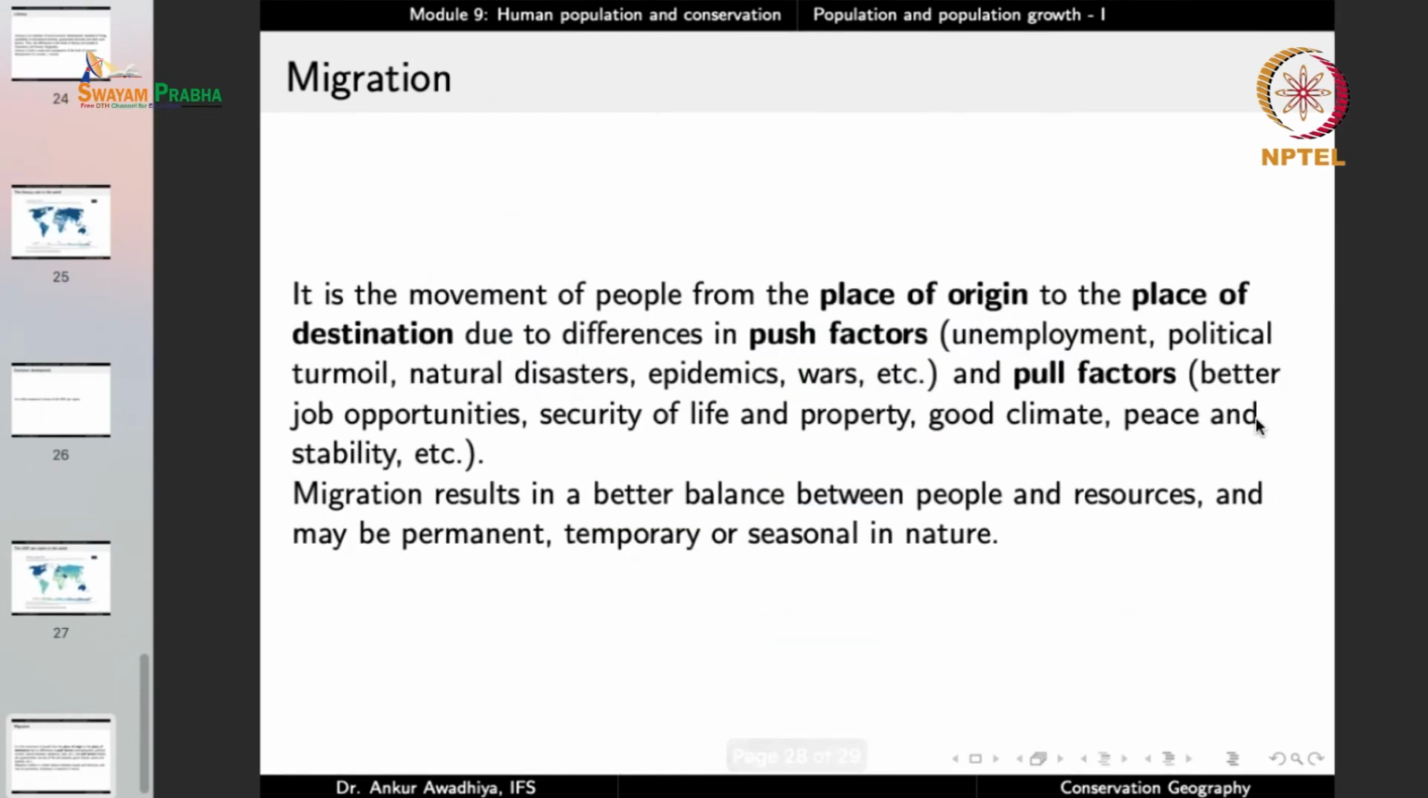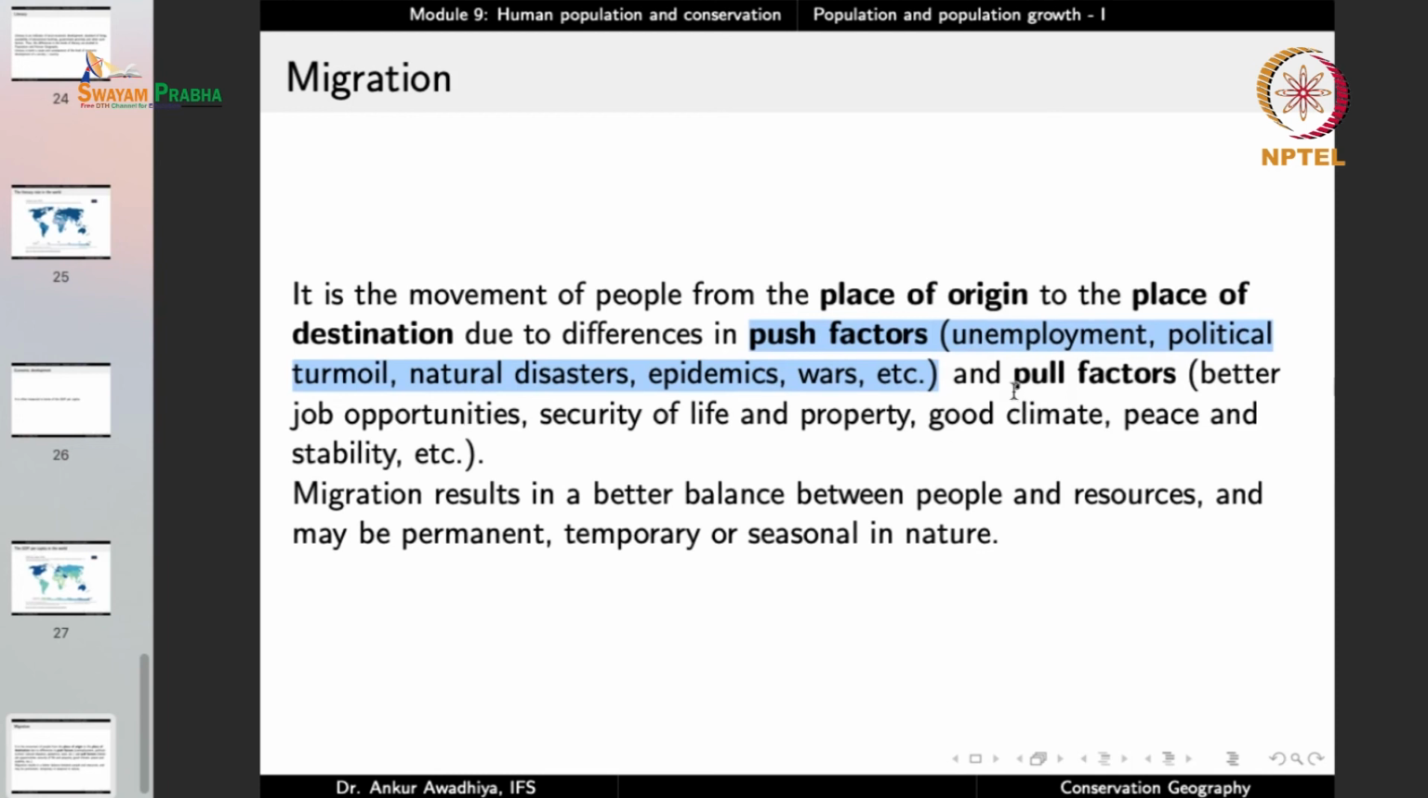And yet another factor that governs the population and population growth is migration. Movement of people from place of origin to place of destination. So in the place of origin, the population will go down. In the place of destination, the population will go up. And people move because of differences in push factors. So push factors are those factors that push people away. So these are the negative factors. They make life difficult. Things like unemployment, political turmoil, natural disasters, epidemics, wars, and so on. So they push the people away.